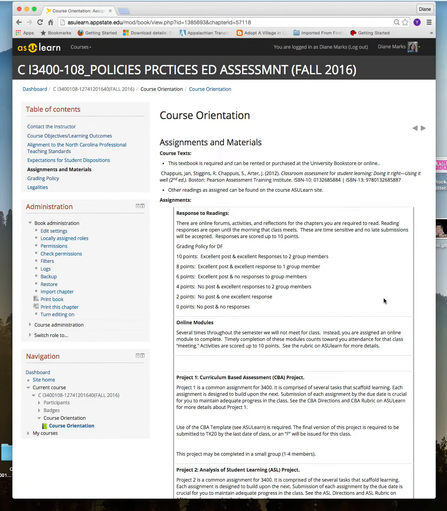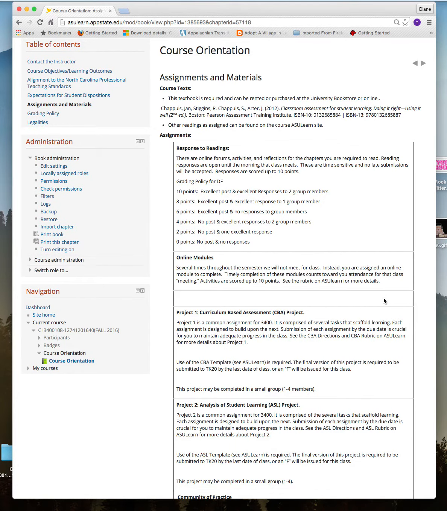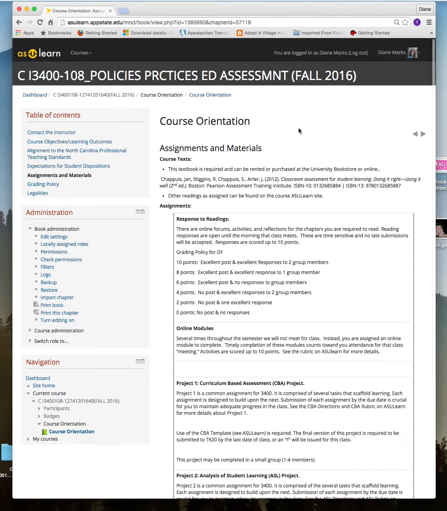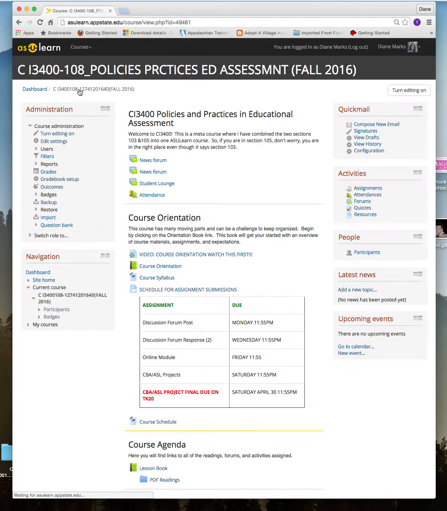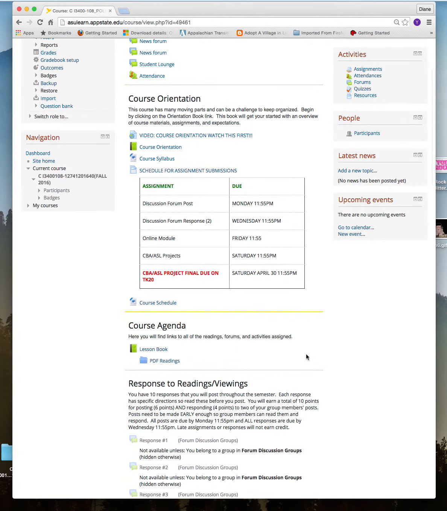So, assignments. There are regular assignments, and you can see from the home page here that there's a little schedule for all submissions. Every week, whatever you have due is always due on the same day at the same time, so you can get into a schedule of when you're going to work on things and turn things in. Discussion forum posts are always due on Monday night.